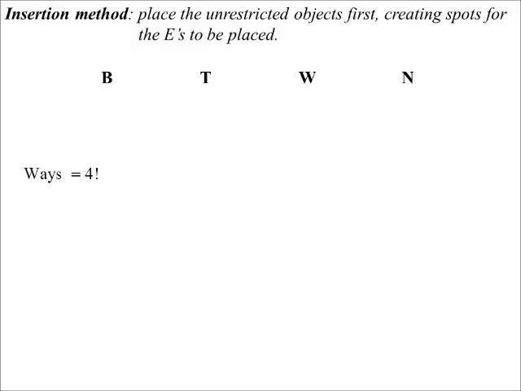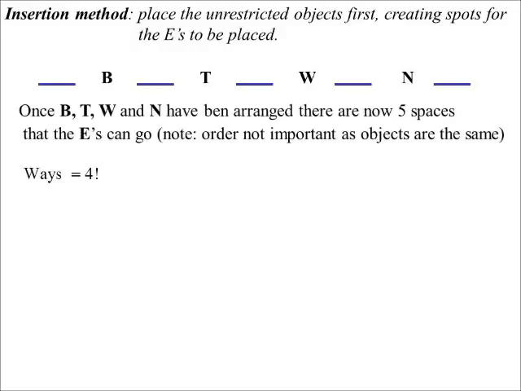But what we then say is, we just imagine there's a space between those letters, because that's where the E's must go. Each one must go in one of those spaces, and as long as one goes in each of those spaces, so I insert them between the other letters, no 2 will be next to each other. So 4 factorial, that's how we can arrange the B, the T, the W and the N. I've created 5 spots, because they could go at the end of the word as well, and in the beginning. So there are the 5 spots.